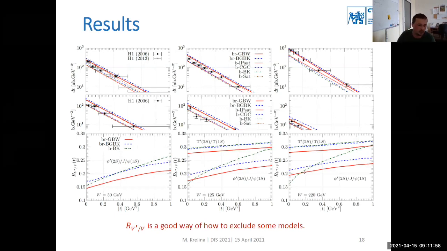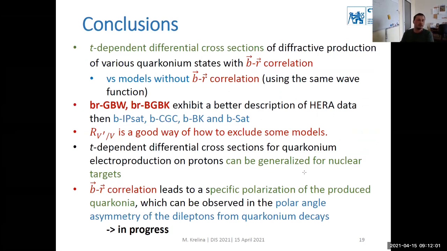Okay, so some conclusions. Basically we calculated t-dependent differential cross sections. And what is new? We integrate the full BR correlation, meaning between the impact parameter and the orientation of the dipole. We compare with models without this correlation, or specifically with a model, for example, from my colleagues, who use the BK because they explicitly set both these vectors to be parallel.